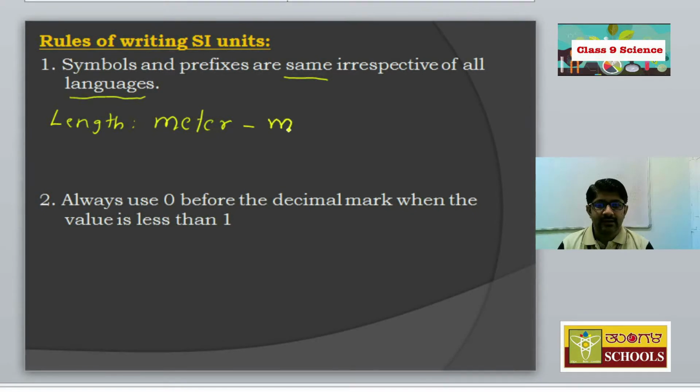It is abbreviated as M. Here the M will be the symbol, and meter will be the prefix. So irrespective of all languages used in the world, meter and M remain same.